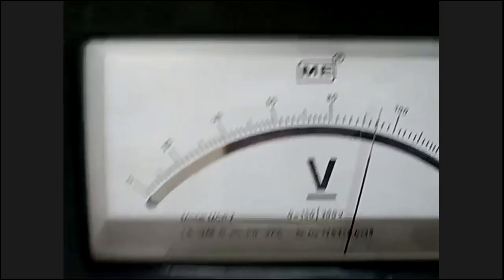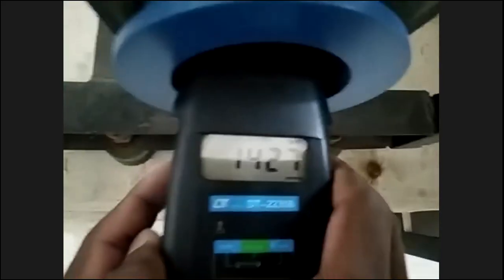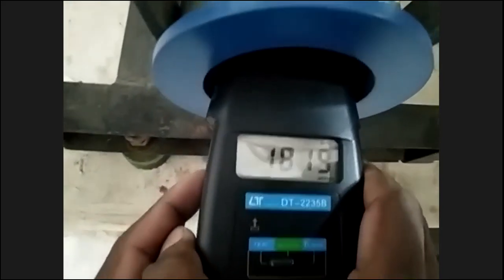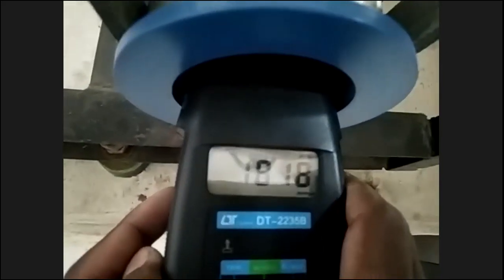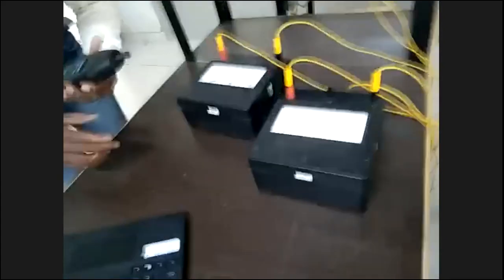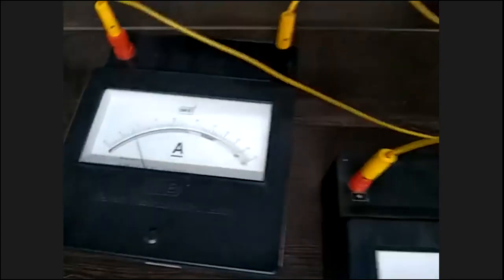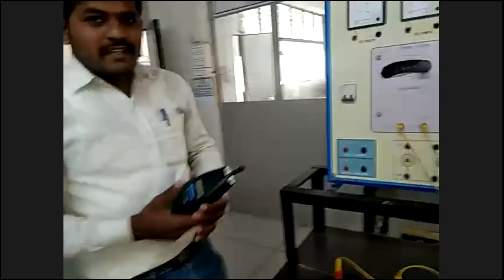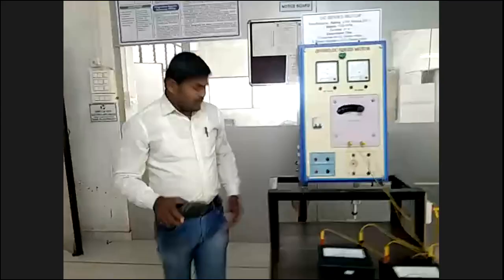Now we will check the speed. The speed of the DC series motor is nothing but 1818. Now we will increase the load on the DC series motor.